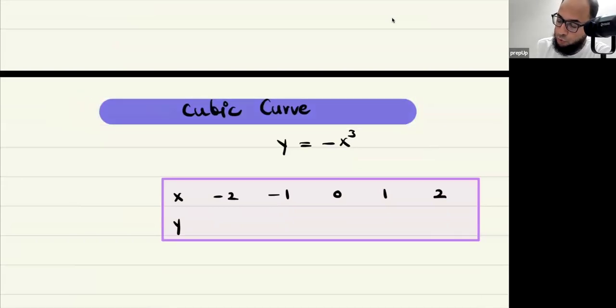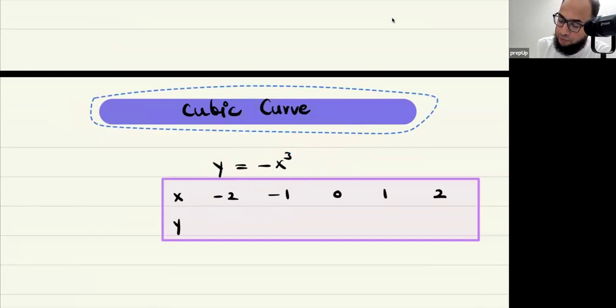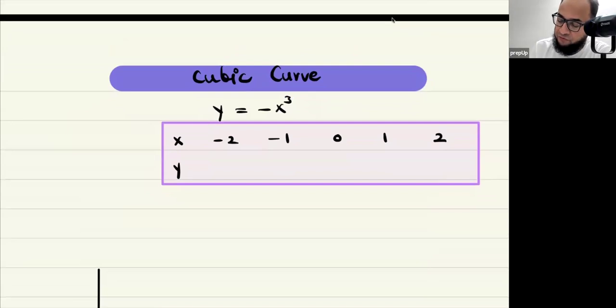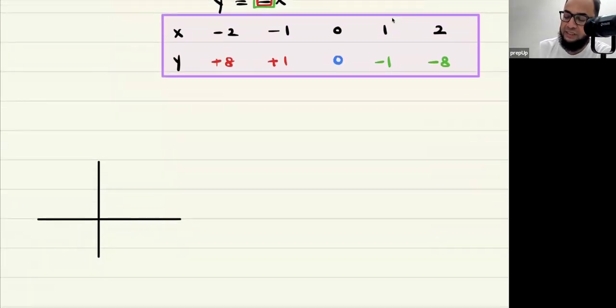And let me just do one thing again. y is equals to -x cubed. And now because of this negative, what will happen? -2 cubed is -8, but because of this negative, it will become +8, +1. And because of this negative, this 1 will give me -1 and 2 will give me -8. 0 will remain as 0. These are the values that we have.